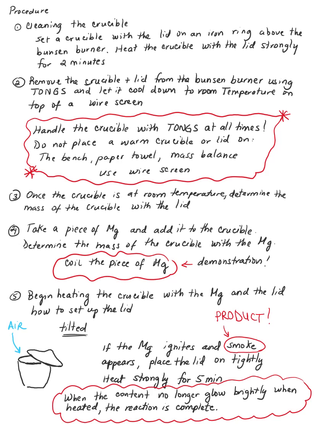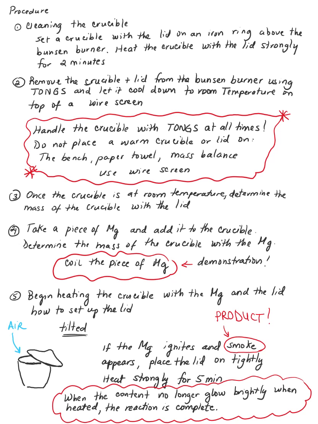Now you're going back to your station, turn on the Bunsen burner, set up the intense flame, and you're going to start heating up your magnesium. So magnesium is going to react with air. So the lid in your setup needs to be on but tilted because air needs to get in. So you will be able to see when the reaction starts.